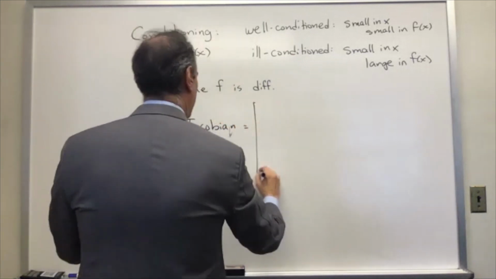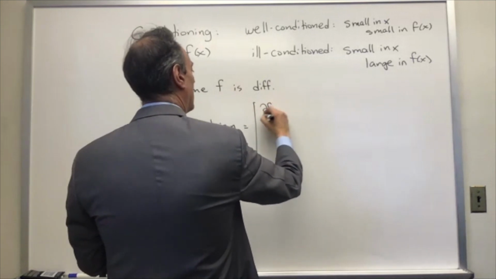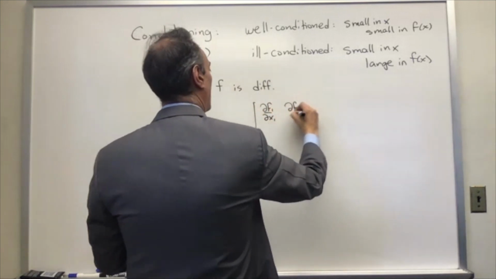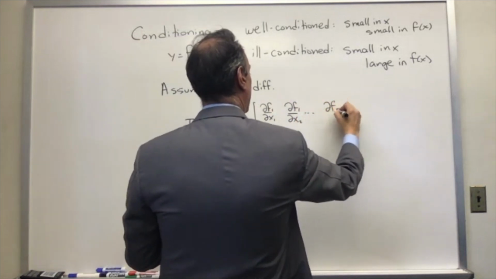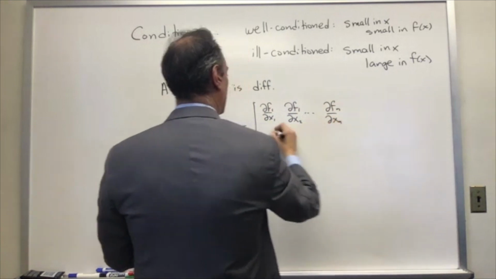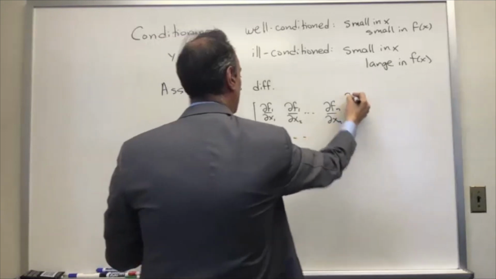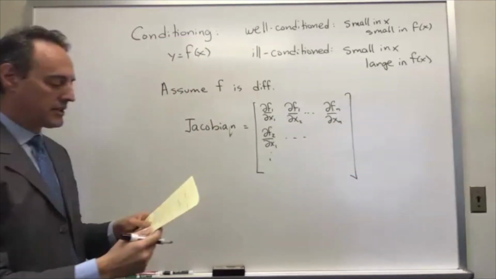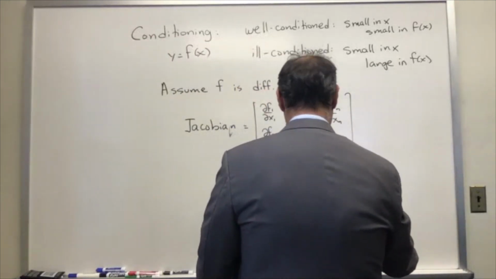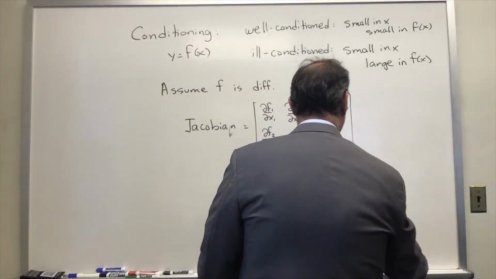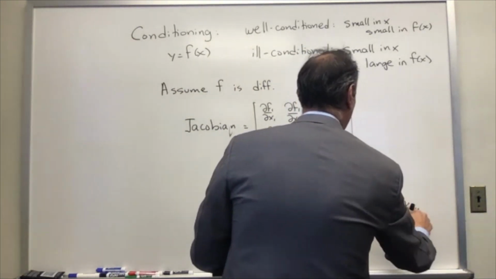The Jacobian is a matrix where you take f and you take the first component, df1 with respect to dx1, df1 with respect to dx2, all the way to df1 with respect to dxn, and then df2 with respect to dx1, and so on. So this is a matrix where every element is df_i with respect to dx_j for the ijth entry.